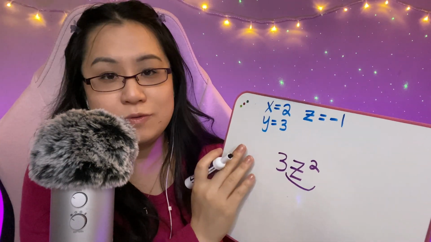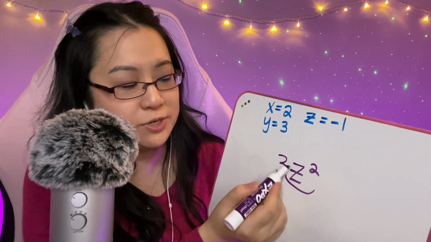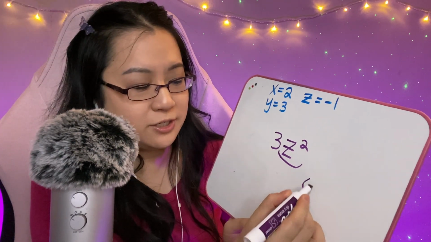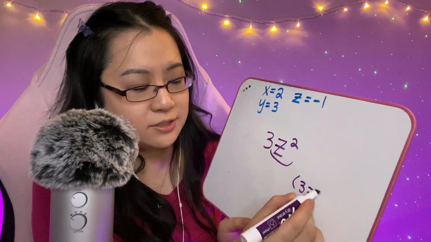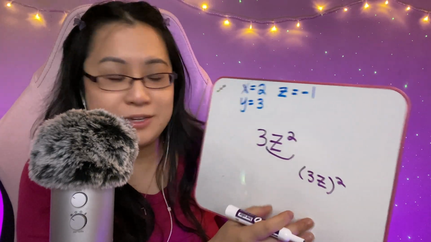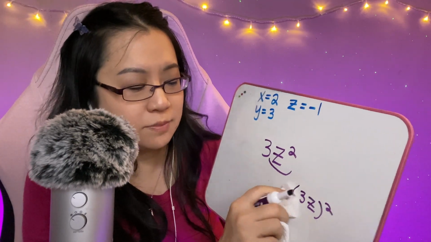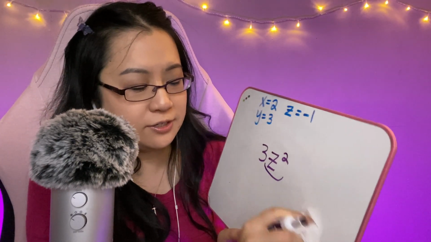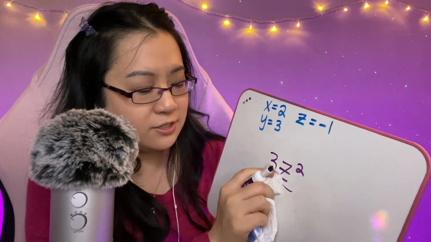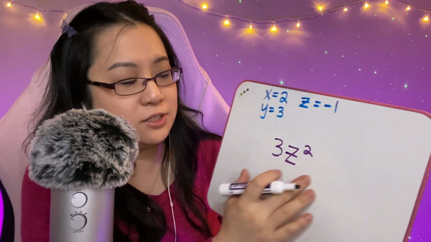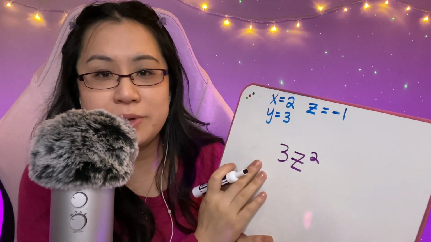So you don't always go from left to right. You wouldn't do 3 times z and then square that. So just to be clear, it's not the same as this. Okay, so you put parentheses if it were an ambiguous case, but here it is written like this, and so this would definitively be z squared first and then multiply by 3.